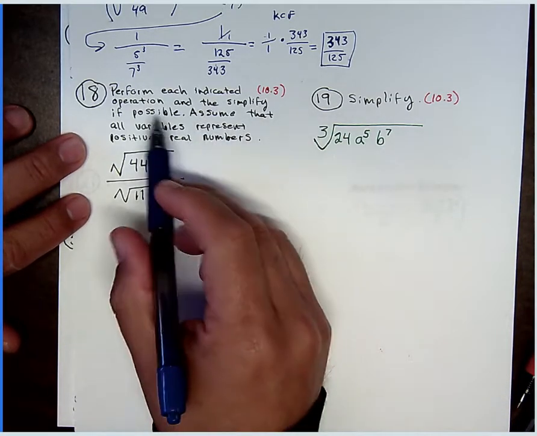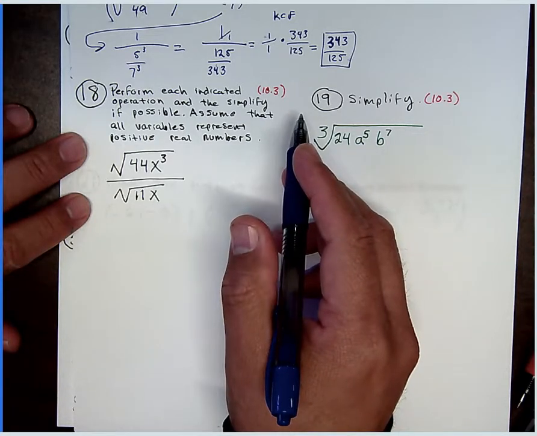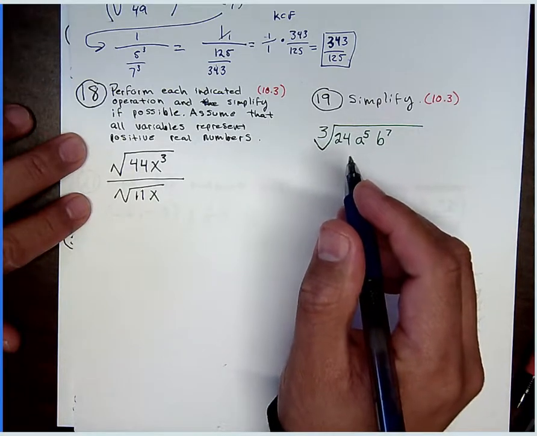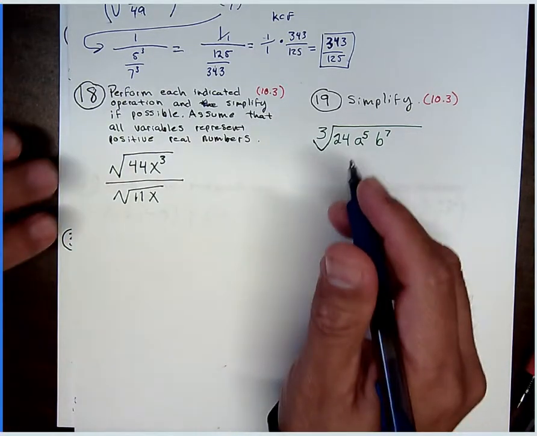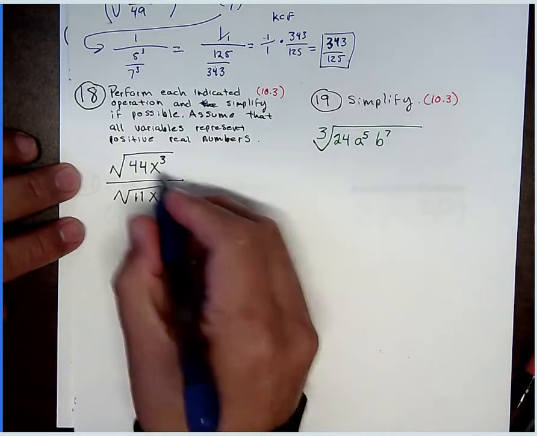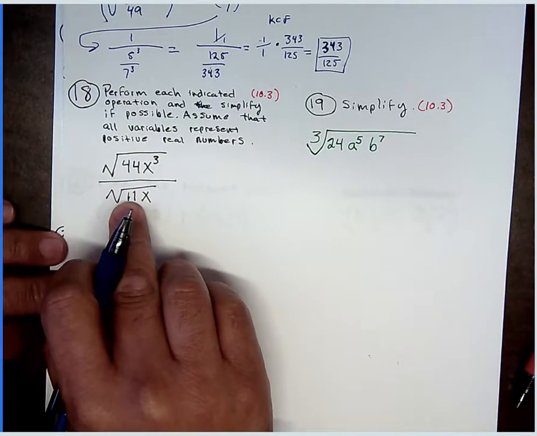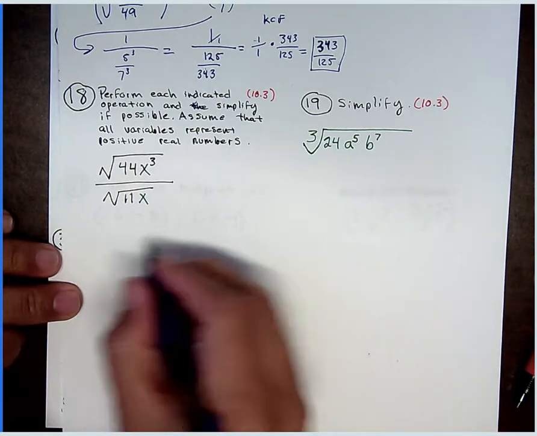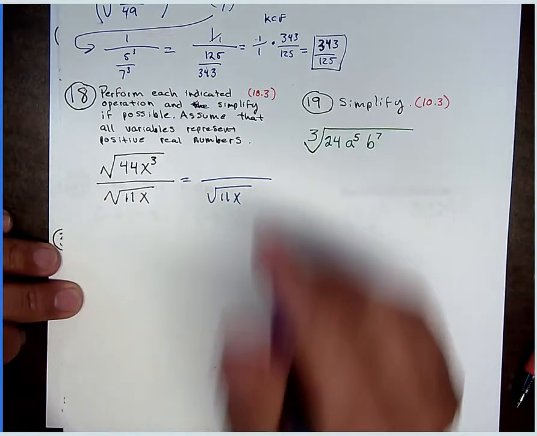Okay, 18, perform each indicated operation and simplify, if possible. Assume that all variables represent positive real numbers. Alright, so this is like the stuff that I showed you Monday. So we're gonna have to, you know, square root of 11, it's already a prime number, x, you can't do it, so the bottom part would stay like that for now. So square root of 11x.